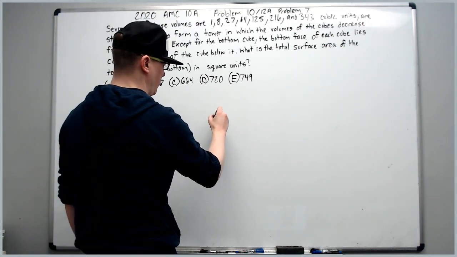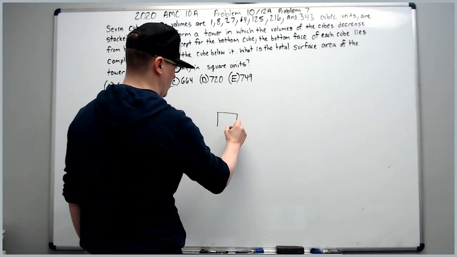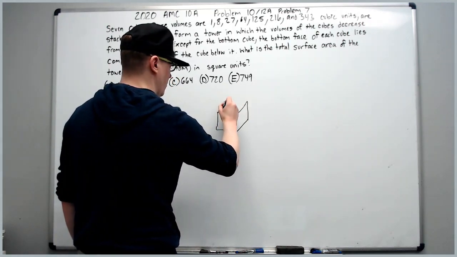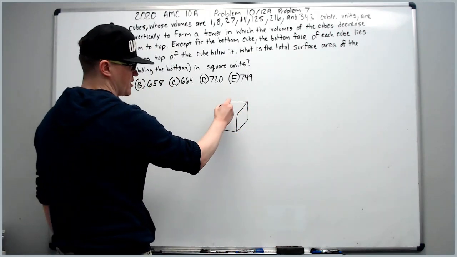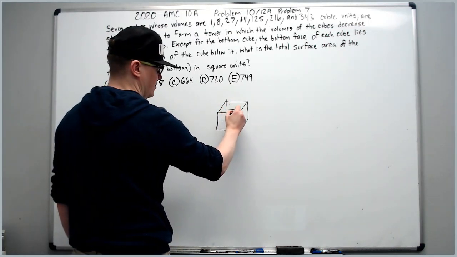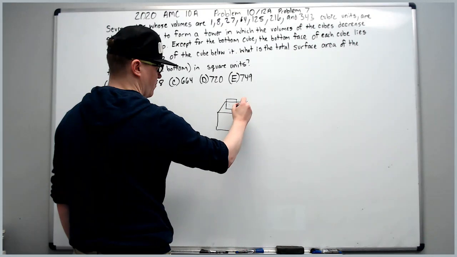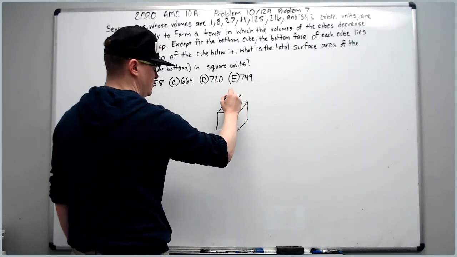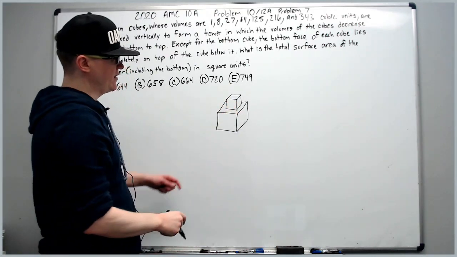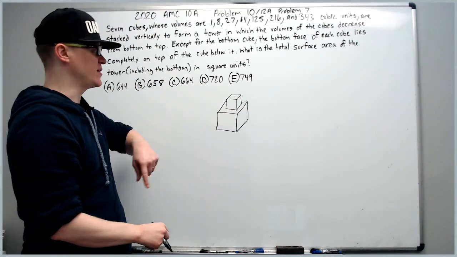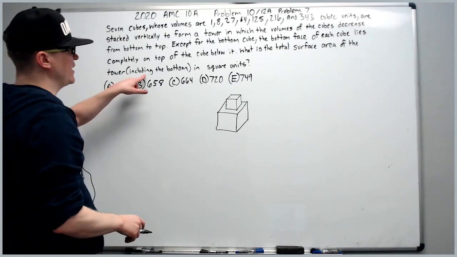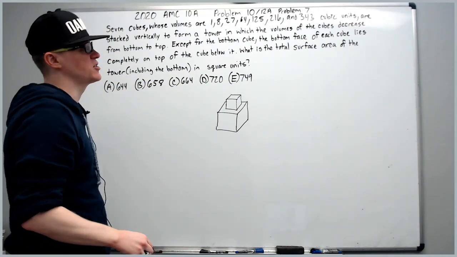Let's try to get an idea of what this looks like. Just draw a quick sketch of a cube. Okay, and then on this cube is going to be another cube, right? And so it's going to sit like this. Something like that, right? And so you can see that the top cube lies completely on top of the bottom cube. Okay, what is the total surface area of the tower, including the bottom that's down here in square units?